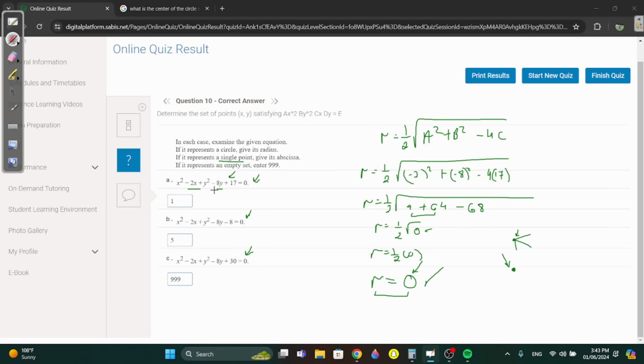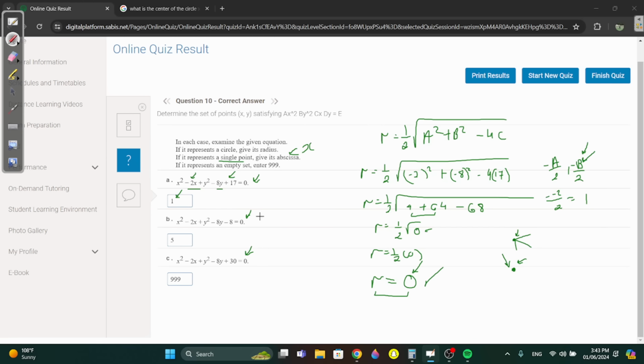Okay? And they're asking us to give the abscissa of the point, so I actually have to find the center in this case. How do I find the center? It's minus a over 2, comma minus b over 2. Minus a over 2 will be minus 2 over 2. They only want the abscissa, so there's no need to do minus b over 2. Abscissa means x coordinate. So we can just put minus 2 over 2, which is 1. No need to do minus b over 2 because they only want the x coordinate.